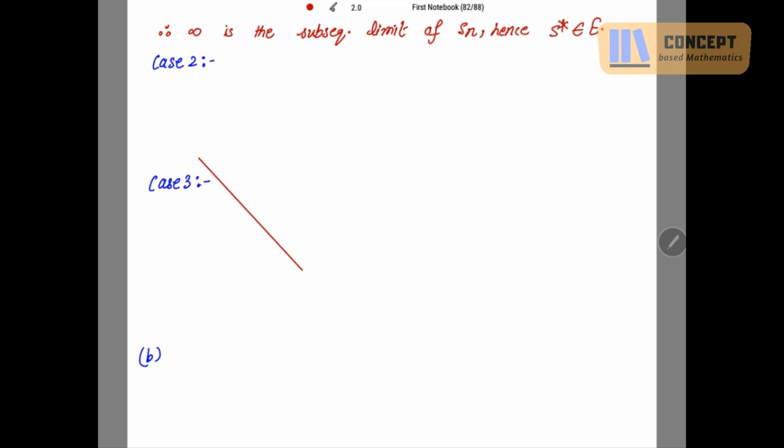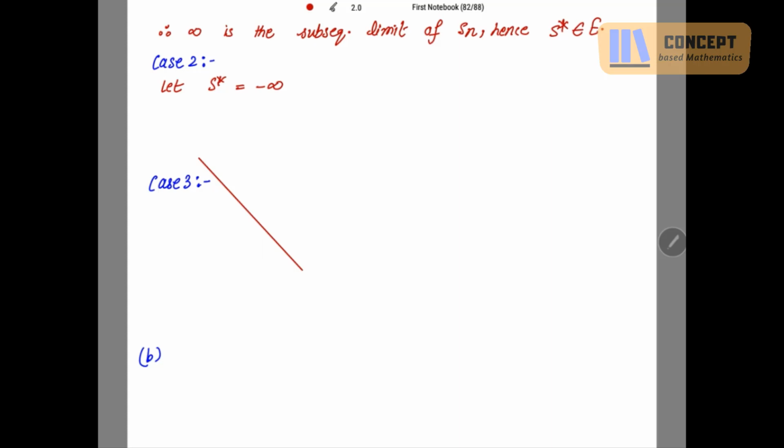Now, suppose that your S star is minus infinity. So let S star, this element, be taken as minus infinity. Then what can you say about E? When it is plus infinity, we say that E is not bounded above. Now it is minus infinity. And remember that S star is the supremum of E, the supremum of all the subsequential limits of Sn. So now what can you say about E? We say that E contains only one element, that is S star.